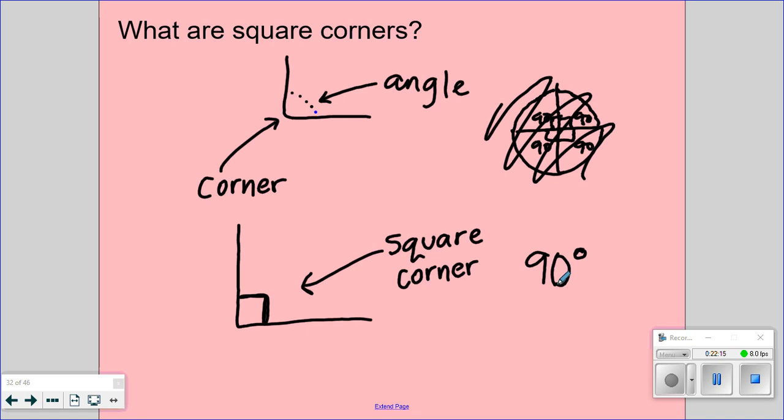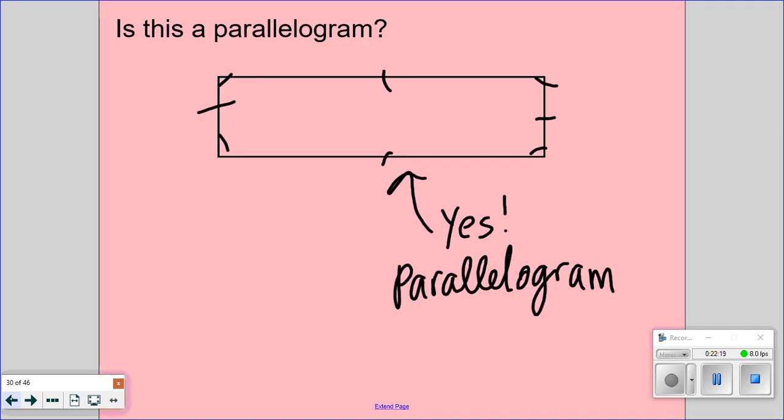So let's look back at the shapes that we looked at. Let's look closer at these corners. Would a square fit perfectly, a little tiny square, in those corners? Does that shape have square corners? Yes. That shape does have square corners.